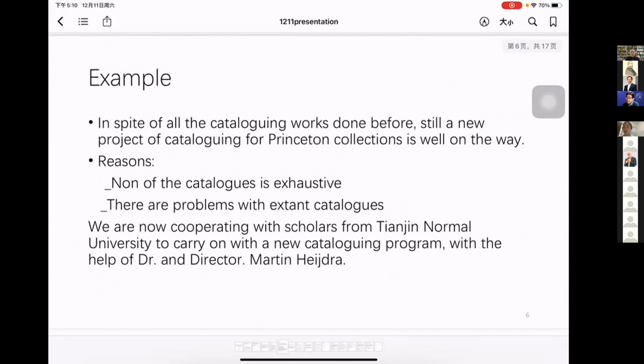In spite of all the cataloging work done before, a new cataloging project for the Princeton collection is well on the way. The reasons are, first, none of the catalogs is exhaustive, and second, there are problems with the extant catalogs. We are now cooperating with scholars from Tianjin Normal University to carry on a new cataloging program with the help of Dr. and Director Martin Heijdra.